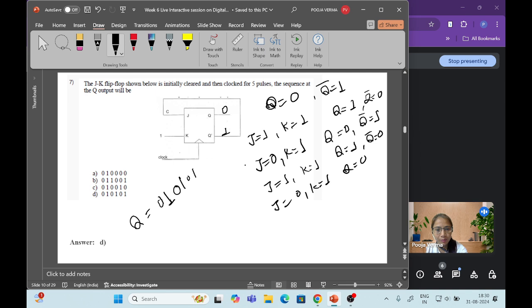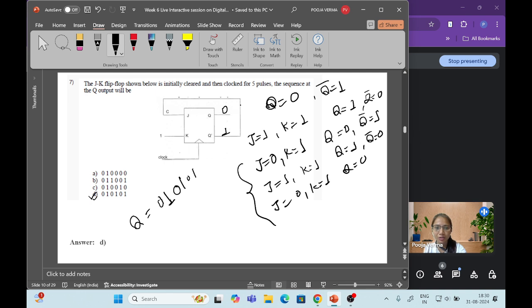For every pulse it will change like this, the inputs will change, and for 5 times period. So from this sequence we can check it is just 0 1 0 1 0 1. Okay, so the sequence will be 0 1 0 1 0 1. So option D is the correct answer. Okay, just we need to try it right now.